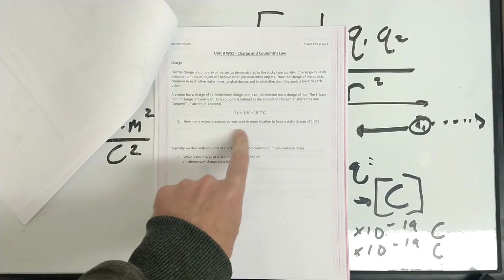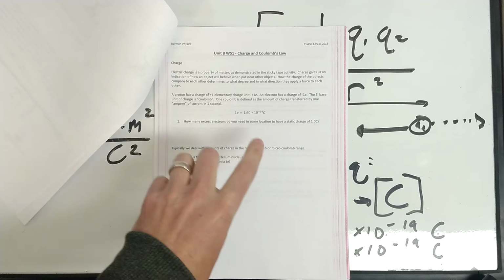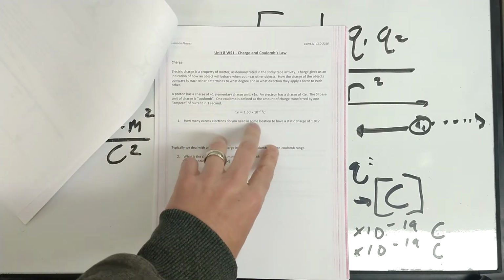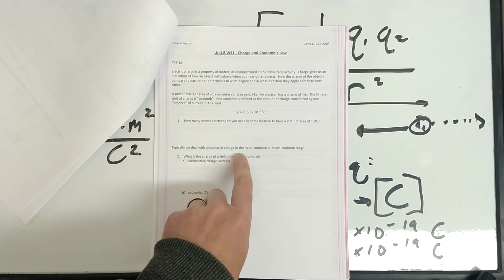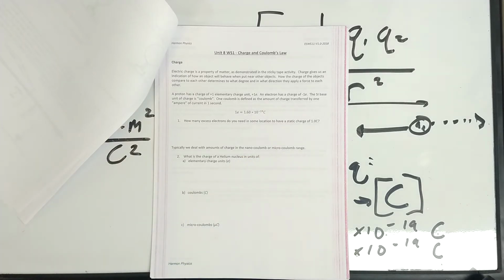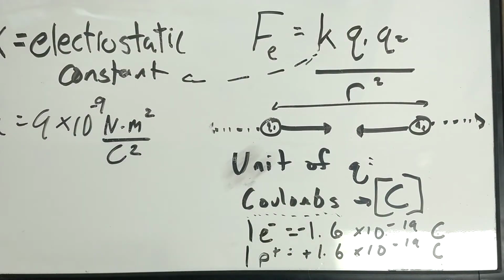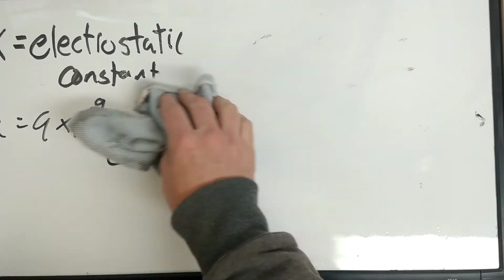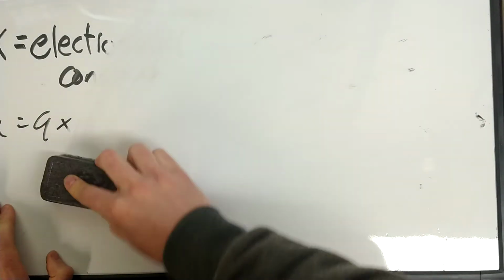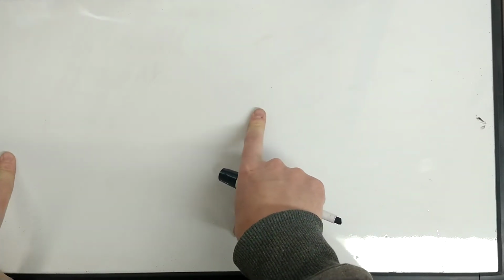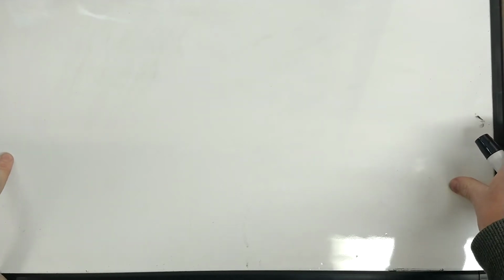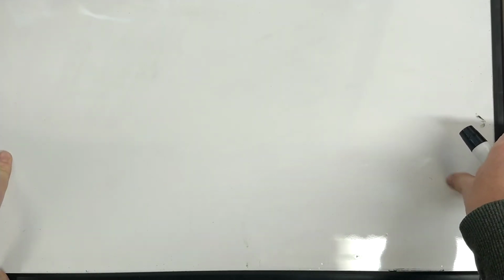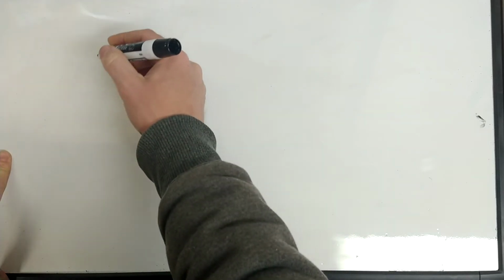How many excess electrons do you need in some location to have a static charge of 1 coulomb? You just invert this. It ends up being a huge number. We typically deal with amounts of charge in the nanocoulomb or microcoulomb range. That is important. Typically, when we're doing these problems, we are in the nanocoulomb or microcoulomb range. It turns out a microcoulomb of charge is actually quite a bit of charge. In fact, when we charge up the Van de Graaff generator at school, which you guys haven't really seen, it accumulates picocoulombs of charge.